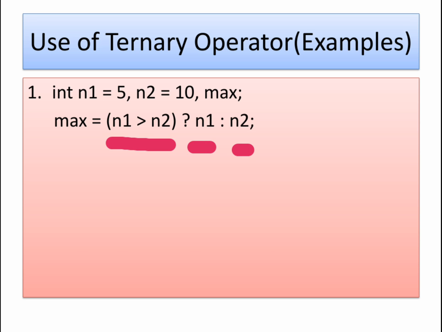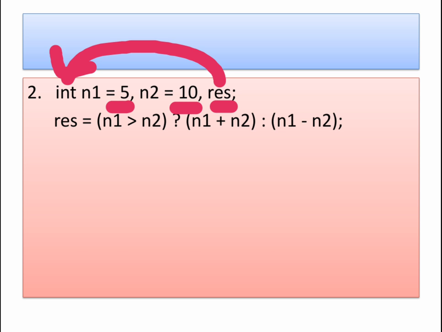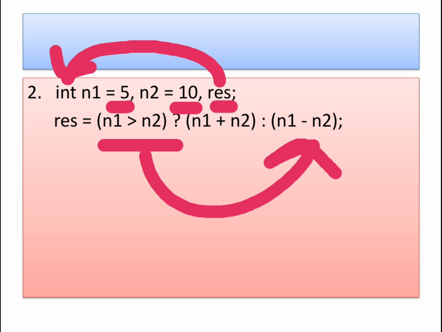Okay. Now let's move to the second part. n1 equal to 5, n2 equal to 10, and res is another variable which is of integer type. See this. n1 greater than n2, true or false? Obviously false. 5 is not greater than 10. Then again it will move to this part. n1 minus n2, what will we do? n2 will be subtracted from n1, that is 5 minus 10 equal to minus 5.